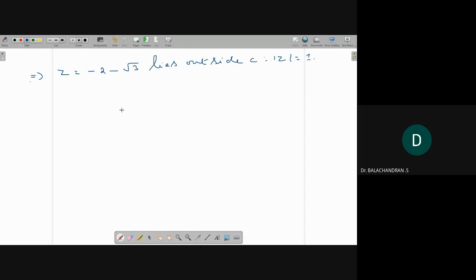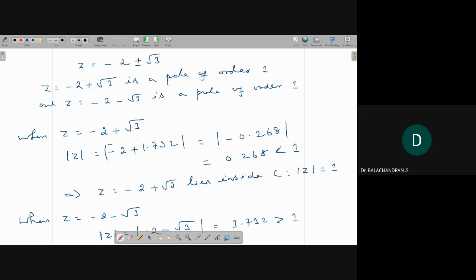So z equal to minus 2 minus root 3 lies outside the circle, mod z equal to 1. Now the only thing you need to find is the residue for those singularities, those poles which lie inside mod z equal to 1. So R1 is equal to the residue of f of z at z equal to the point which lies inside, minus 2 plus root 3.